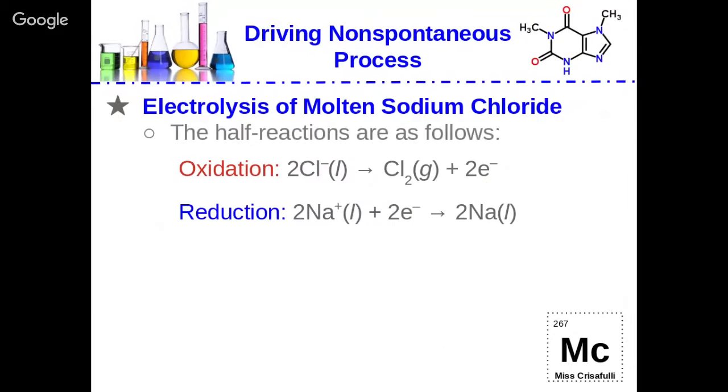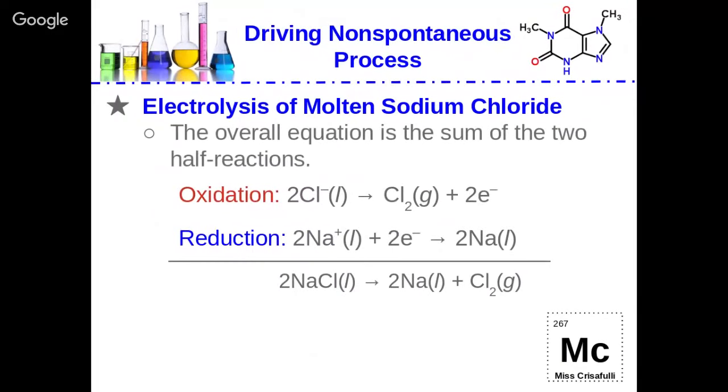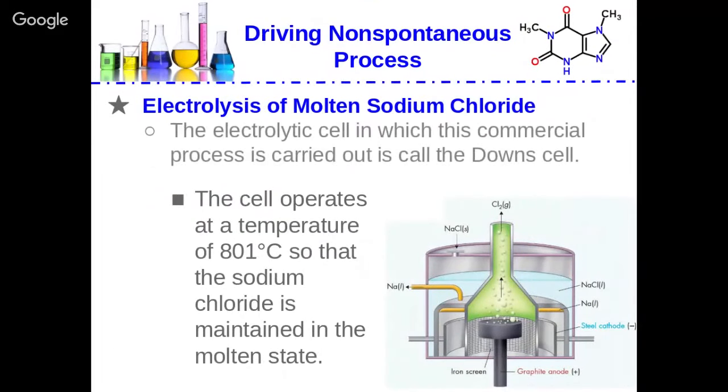So here are our two half reactions. And when we add those two half reactions together, we can see that we have sodium chloride as a liquid making pure sodium and chlorine gas. The electrolytic cell in which this commercial process is carried out is called the Downs cell. The cell operates at a temperature of 801 degrees Celsius, so the sodium chloride is maintained in the molten state.